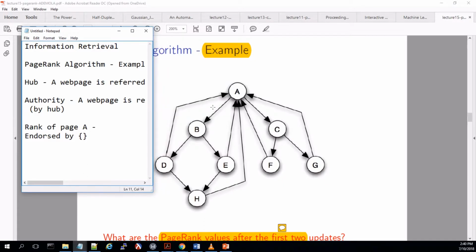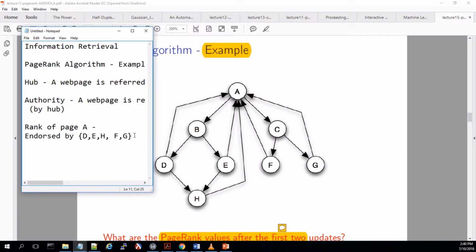Can we see that? So A has an arrow from D, so we include D. A has an arrow from E, so we include E. A has an arrow into it from H, we include H. A has an arrow into it from F, so we include F. A has an arrow from G, so we include G. That's very, very important to understand, those that are coming in.